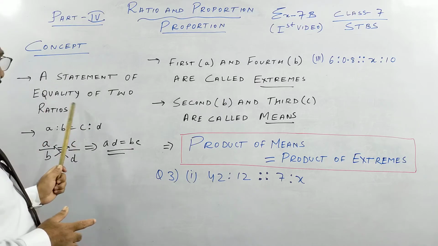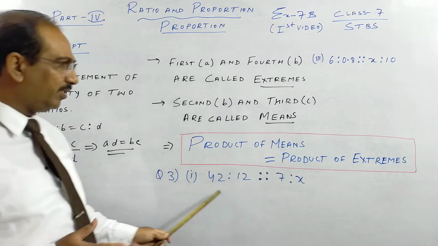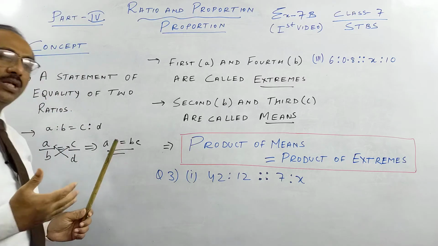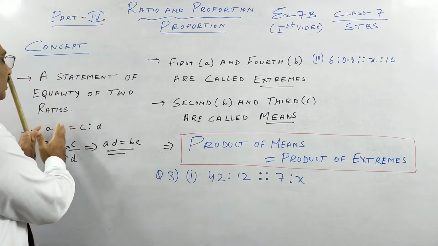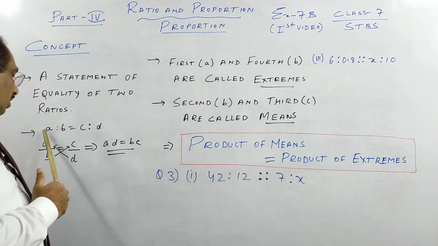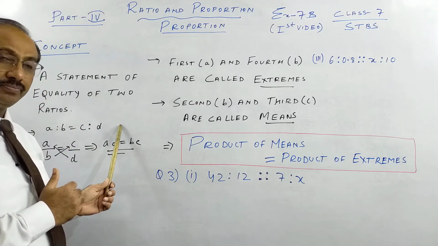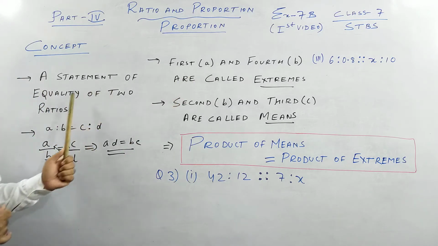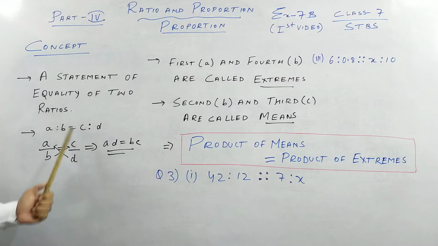A statement of equality of 2 ratios. Remember, when 2 ratios are equal, so ratio is only one side, left side or the right side, but when one ratio is equal to the other, it is called proportion. So a statement of equality, equality means equal, of 2 ratios.